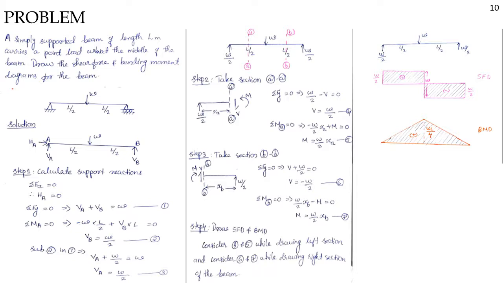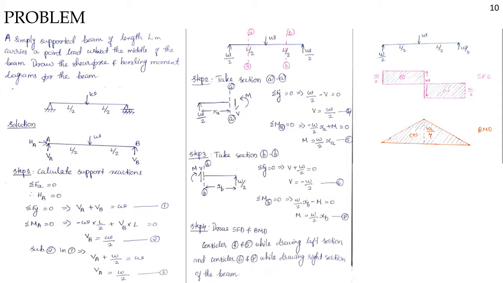And then when we are drawing the bending moment diagram, we have to consider the 5th equation and 7th equation. First of all, at the left support, XA is equal to 0. When XA is equal to 0, M will be equal to 0. Therefore, in the bending moment diagram, bending moment will be 0 at left support. And when considering XA is equal to L by 2, that is at the middle of the beam, we will get M is equal to W by 2 into L by 2, that is WL by 4.